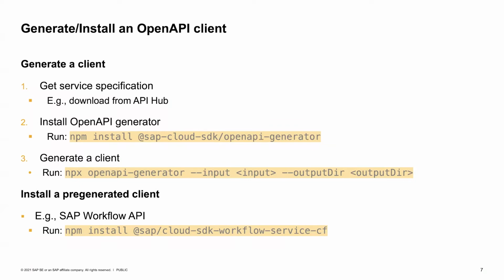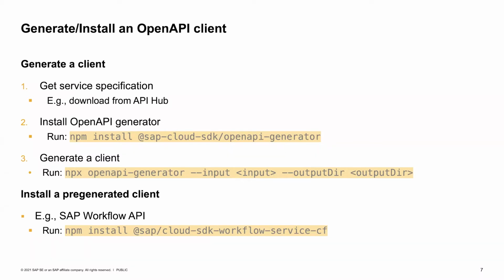So the command is, as usual, npm install and then the name of the library. And here the OpenAPI generator library name is @sap-cloud-sdk/openapi-generator, with the typical @sap-cloud-sdk scope that we're using for our open source packages.